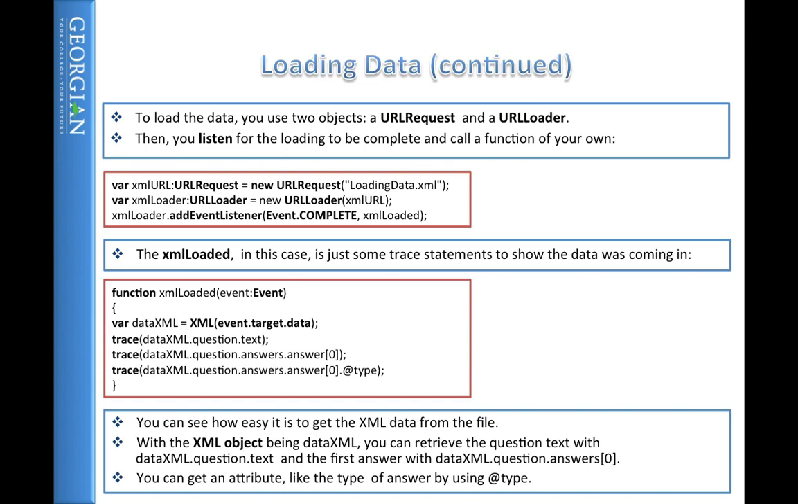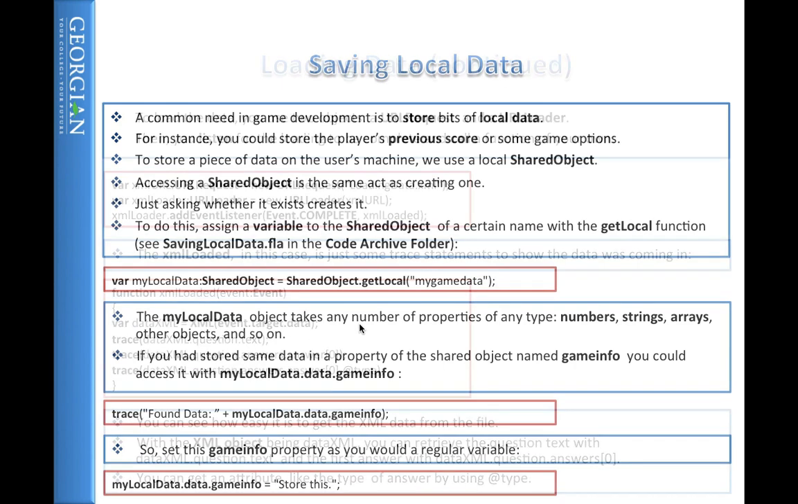The way we do that is we do three things. We create a URL request, we initiate a URL loader, and then we add an event listener to listen for the event complete for the XML loader that we've created. So we're waiting for the loading to happen. Once it's finished, we fire up this function, which takes the information from our XML data file and prints it out or does whatever we want with it. Okay, I'm not going to go into how to do that.